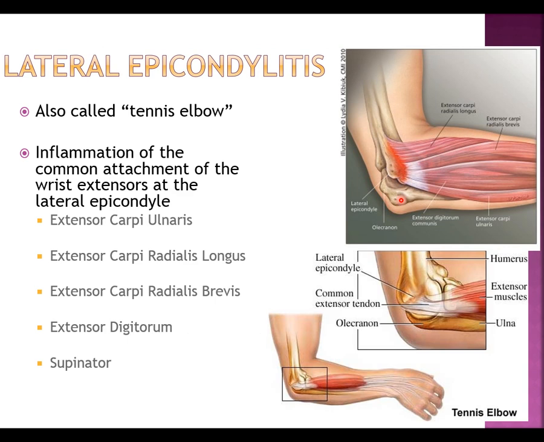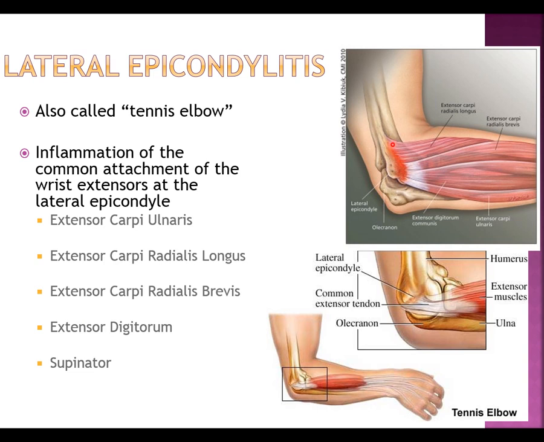Now back to lateral epicondylitis. This is also called tennis elbow. What we have here are 5 muscles that are all going to have a common origin. They're all going to start in the same place, and that's going to be the lateral epicondyle. So our extensor carpi ulnaris, extensor carpi radialis longus, extensor carpi radialis brevis, extensor digitorum, and your supinator are all going to have this common origin here on the lateral epicondyle.